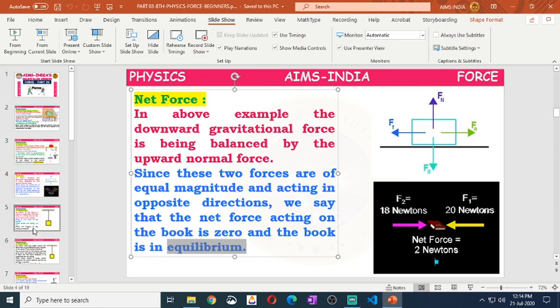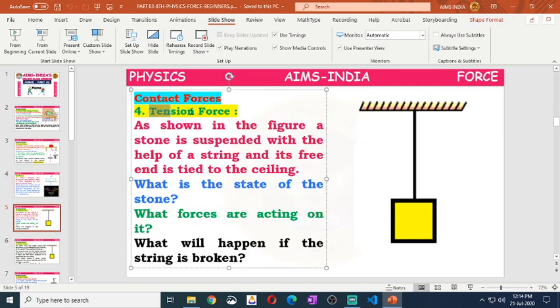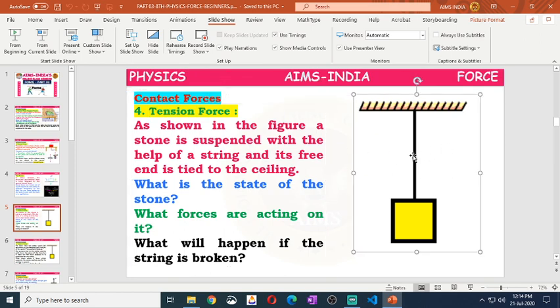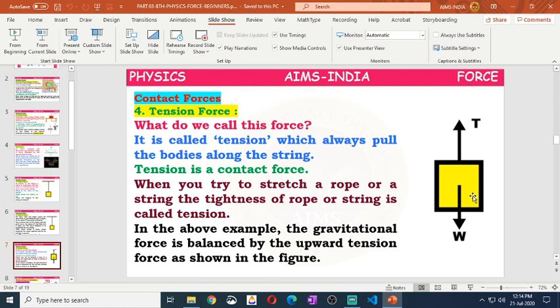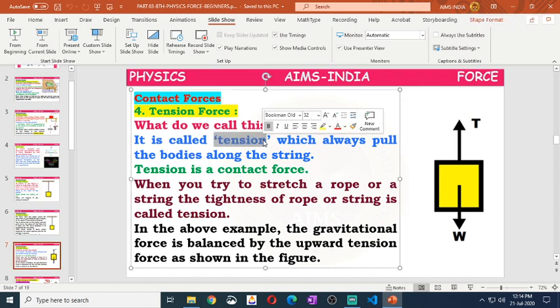Next, tension force is the force developed in the string. Because weight acts downwards, to balance that, the string will develop one kind of force called tension. Both of them are equal in value but opposite in direction. How much weight is there, that much tension will be developed in the string.